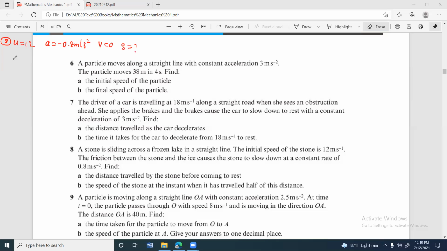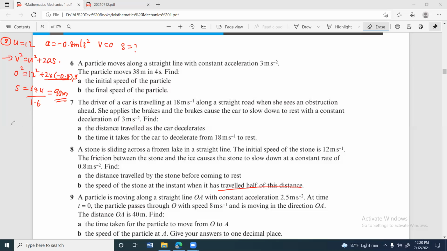So here you can apply V squared equals U squared plus 2as. So 0 squared equals 12 squared plus 2 into minus 0.8 into S. So S becomes 144 divided by 1.6. With that, you can get the answer: 90 meters.